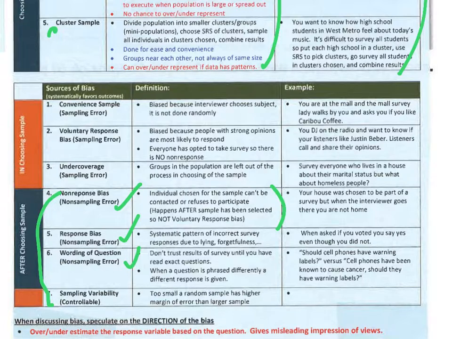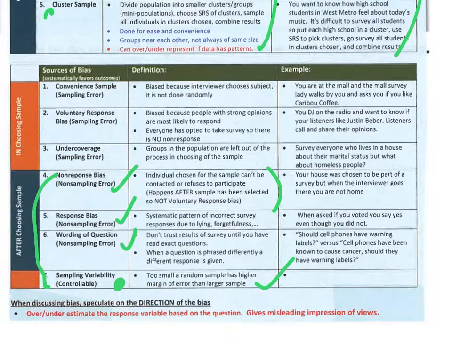Now, the other type of error that you can get that is a little more controllable is sampling variability. Sampling variability, they say, is controllable based on your sample size. Just remember, the larger your sample size, the more stable your data is. The less standard deviation, the less spread. The smaller the sample size, the more random the answers you're going to have, and there's going to be more variability and a higher standard deviation.